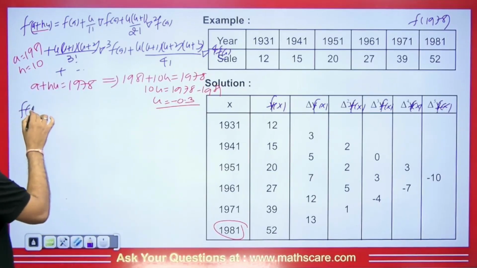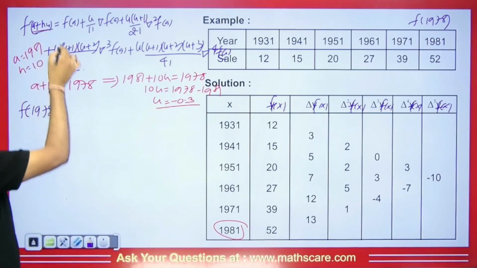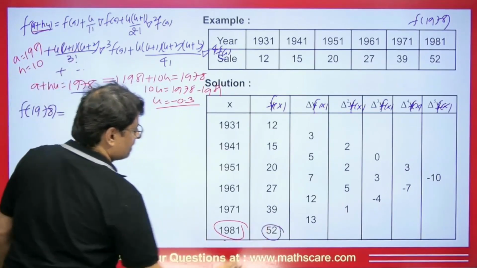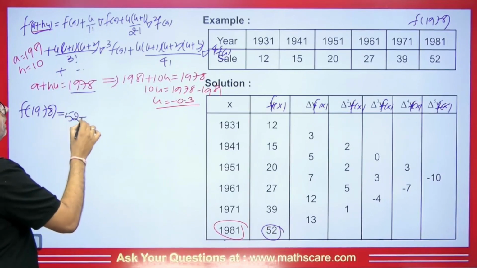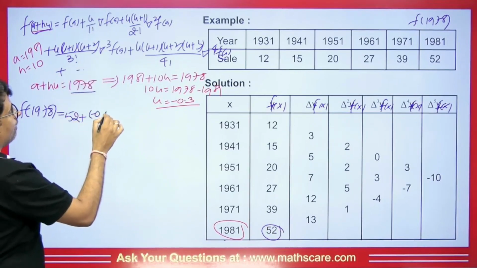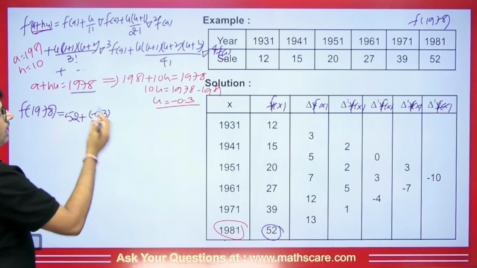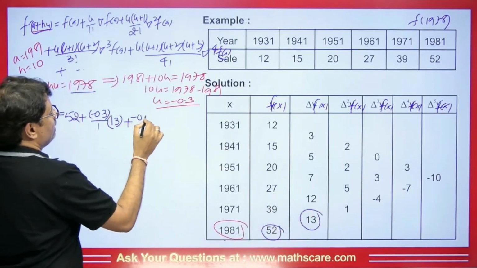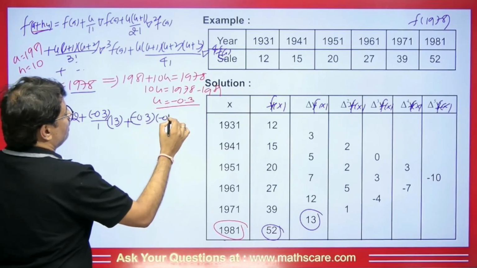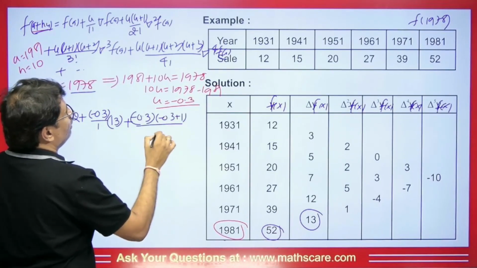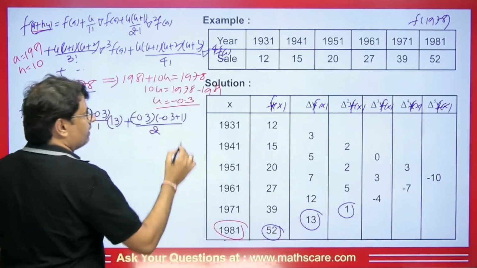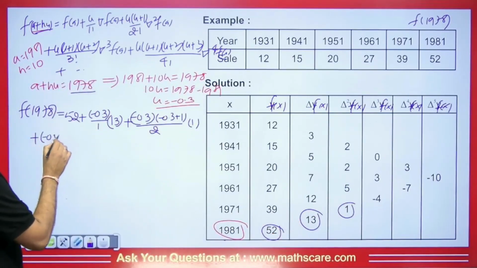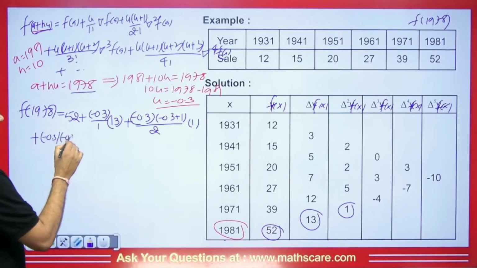So now we'll apply this value to the formula, right? So students, we are going to find the value f(1978), so we have put 1978 there, is equal to f(a), which will be 52, plus u, the value of u here is -0.3, upon 1 factorial, and ∇f(a), what do we get here? 13 will go. Plus, students, this will be -0.3 and (-0.3 + 1) upon 2 factorial, 2 will come, and ∇² we have here is 1. And plus, next we have here -0.3, (-0.3 + 1), (-0.3 + 2).